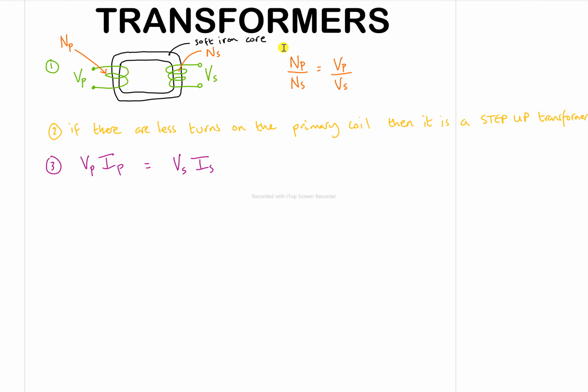The formula that you need to be familiar with is the number of turns on the primary divided by the number of turns on the secondary. So that ratio is equal to the voltage on the primary divided by the voltage on the secondary.